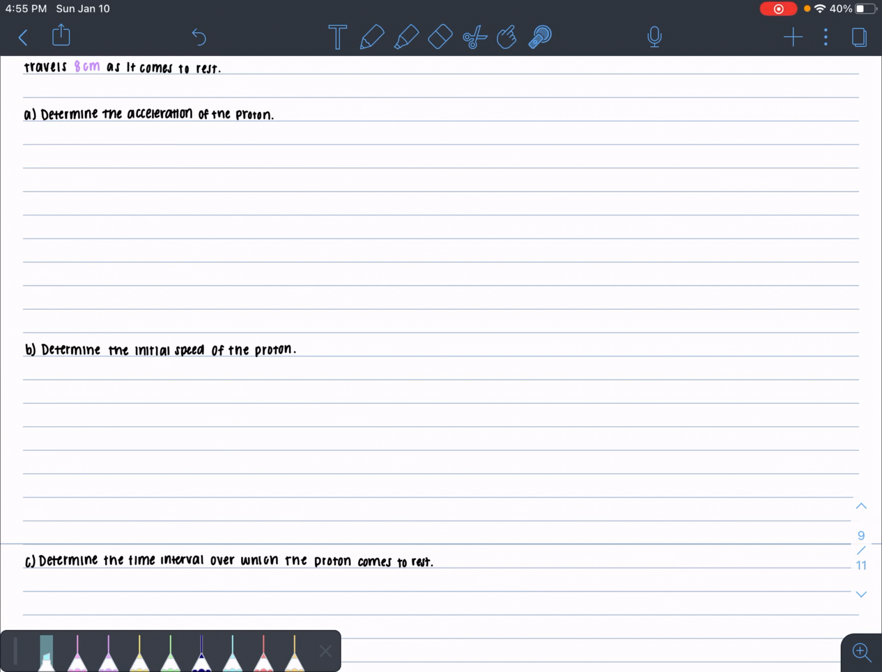determine the acceleration of the proton. So the hardest part for me was figuring out where to start with this problem, because after that everything is pretty easy.